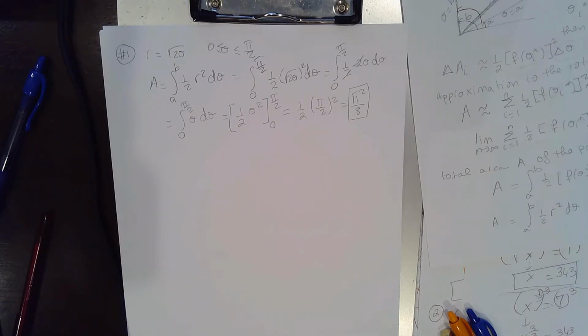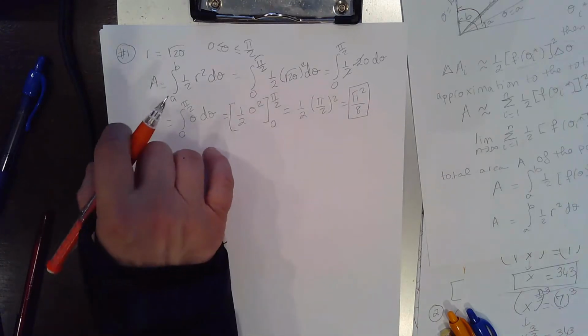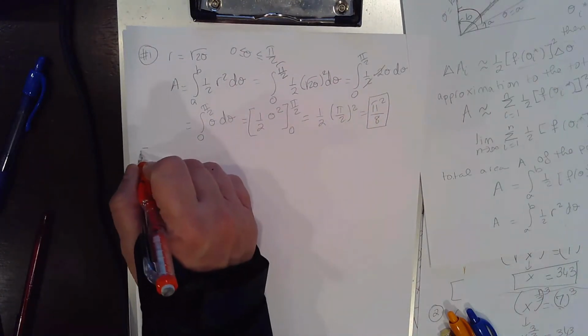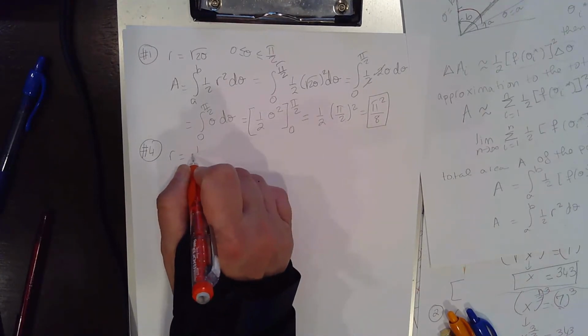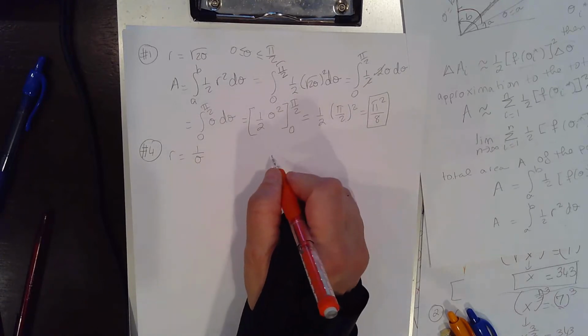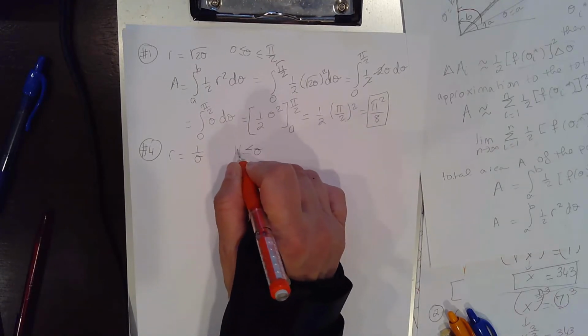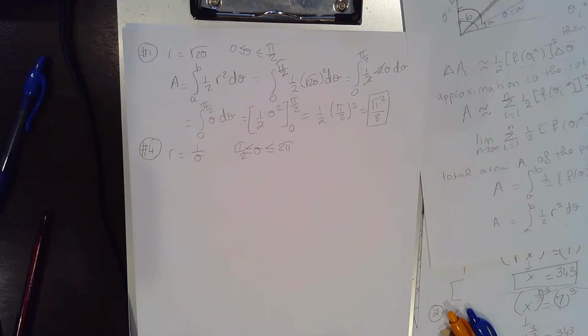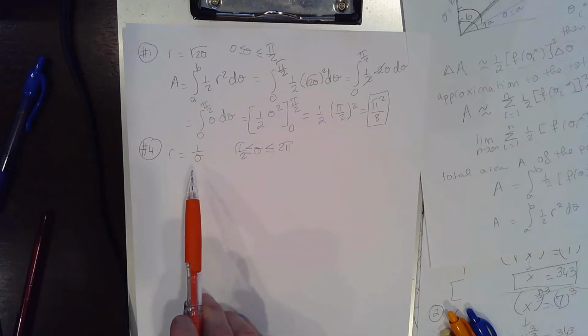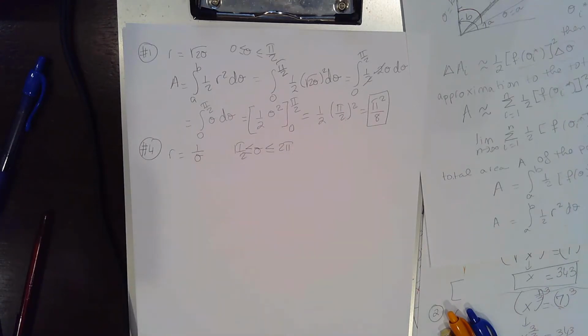Okay, so we can do more problems. Let's see, we can do number 4. Number 4, it's the same question. r equals 1 over theta, and theta is between pi over 2 and 2 pi. So let's find the area of the region that's bounded by this curve on the specified sector.